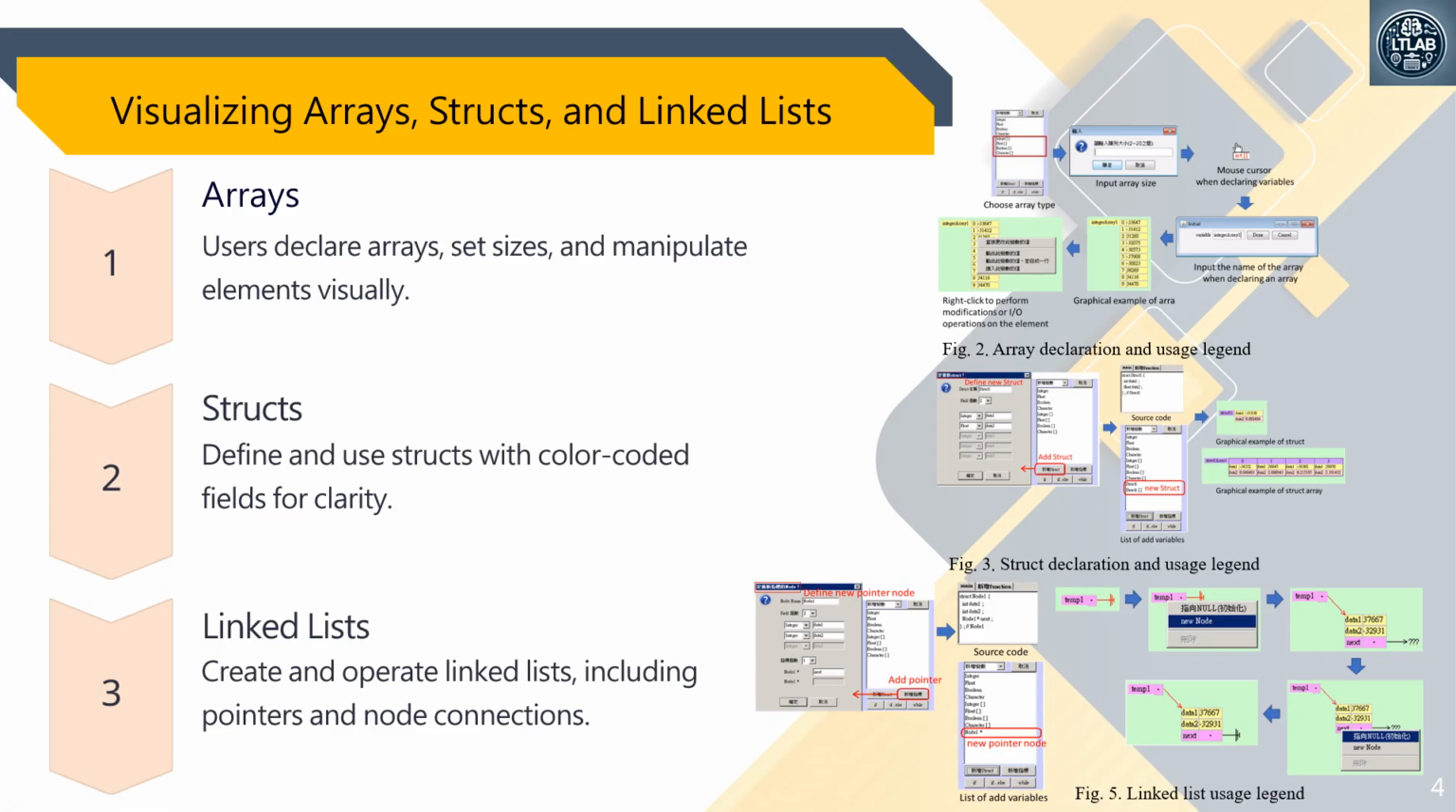Here's what the visualization looks like in practice for arrays. Students can specify the size, assign values to the pointer, and observe how arrays behave in memory. The system shows both the array declaration and the actual memory layout. For structs, we color code different fields by type: integers, characters, and pointers, so students can visualize separate components. The layout mimics how structs and the stars are stored in memory.